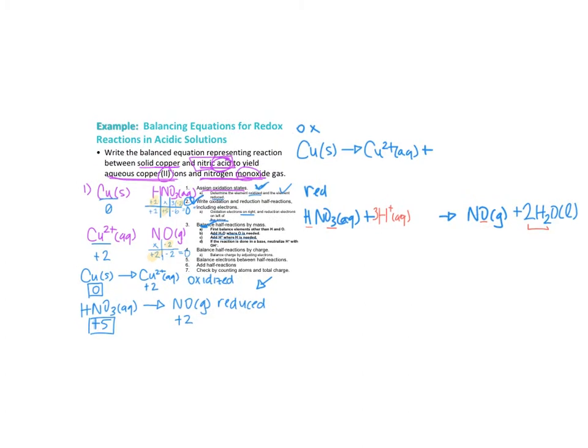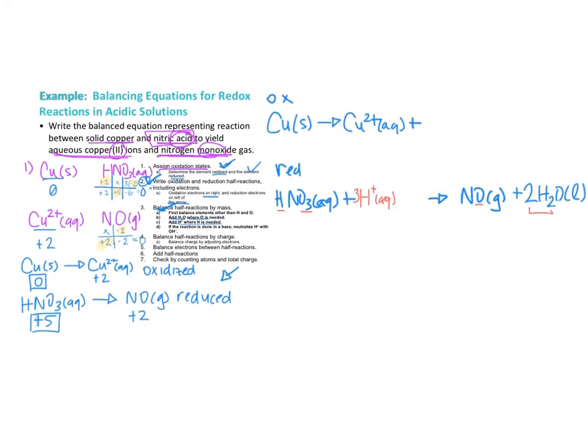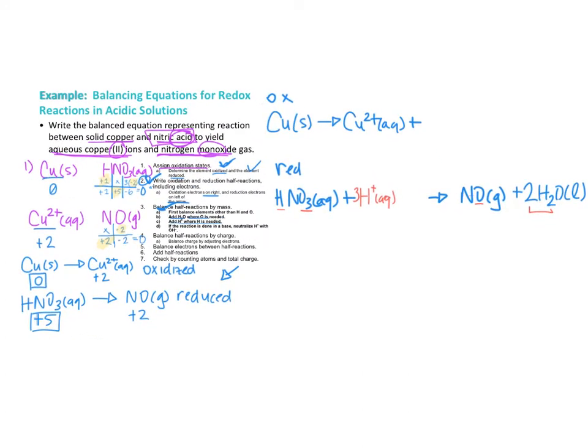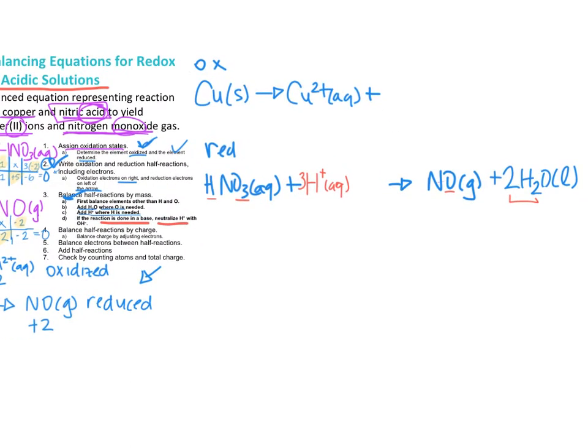Something I didn't mention, but it will come up again, is this is an acidic solution. I will let you know whether it's acidic or basic, but that's basically your next step. If the reaction is done in a base, you neutralize any protons you have with OH. In this case, we don't have to neutralize, we can just leave it the way it is. We can move on. So next we are going to balance our half reactions by charge.